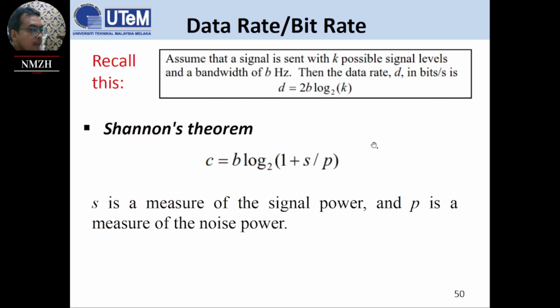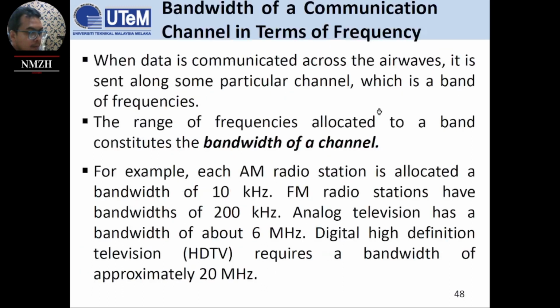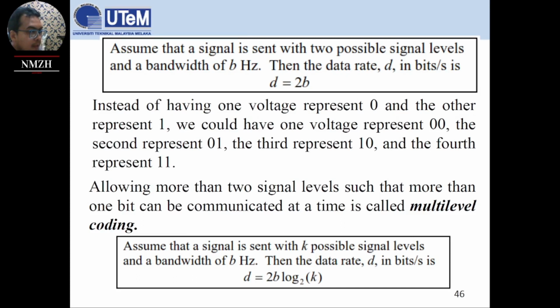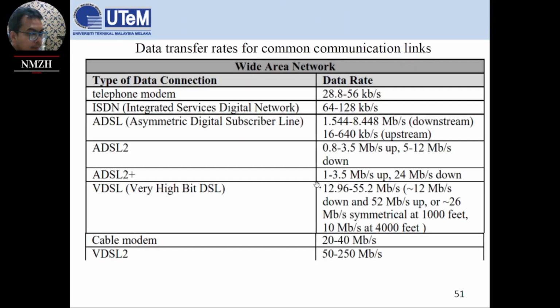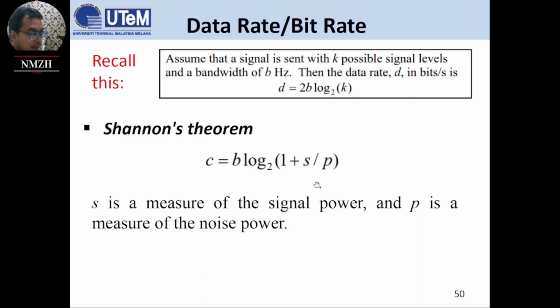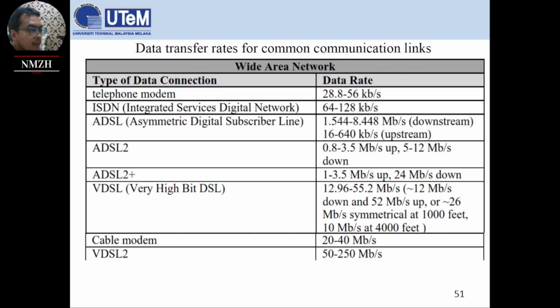So recall again when we talk about more than 2 bits that we have, the example just now, this one. Okay. So then we should know the Shannon theorem: C equals B log 2 (1 plus S over N), whereby S is the signal power and N is the noise. Okay, right. So this is the data transfer for a common communication line.